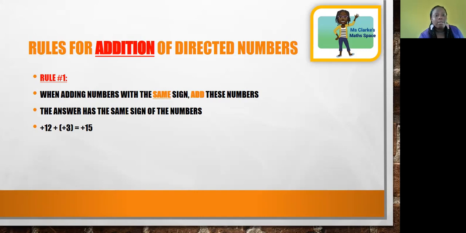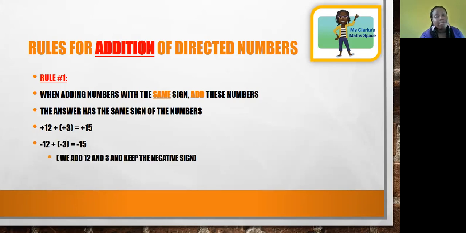So we have an example. We have positive 12 added to positive 3. We add the two numbers, 12 and 3 is 15, and we keep the sign of the numbers. So we end up getting positive 15. Likewise, if we have negative 12 added to negative 3, we would get a negative result. So we add the two numbers, ignoring the sign, 12 and 3 is 15, and then we keep the sign, which is negative. All right?